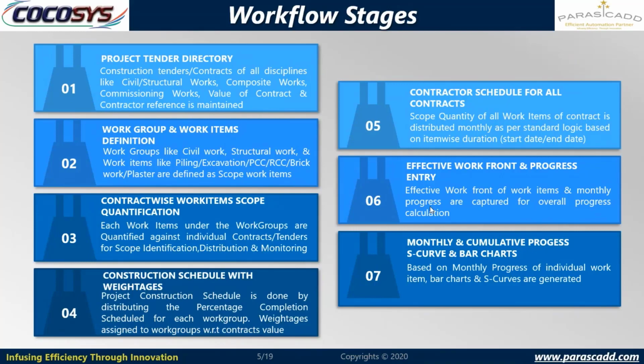Number seven, monthly and cumulative progress, S curve and bar chart. Based on monthly progress of individual work item, bar charts and S curves are generated. So these are the workflow stages.